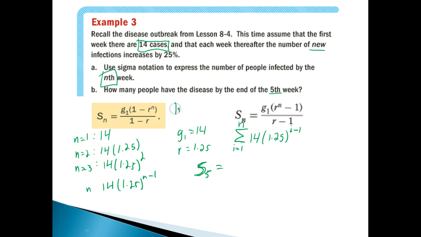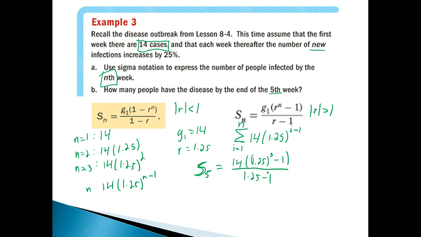So hopefully you remember that when the absolute value of r is less than 1, we're going to use this one on the left, because then we'll end up with positive values on the top and bottom. And we're going to use this one on the right when the absolute value of r is greater than 1. Well, our ratio here is 1.25, so we're going to use this one on the right. So S5 is going to be our first term, which we know is 14, multiplied by our ratio taken to the nth power. So our ratio is 1.25 raised to the 5th power, because that's our n, minus 1, all divided by r minus 1, which is 1.25 minus 1.